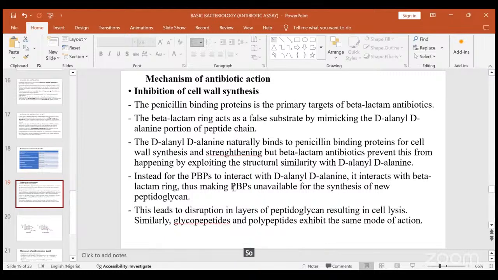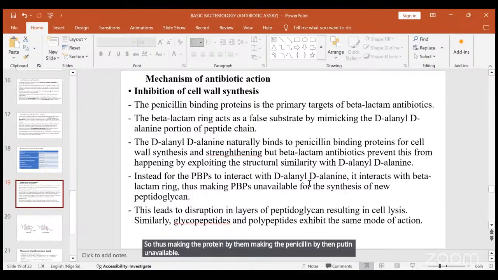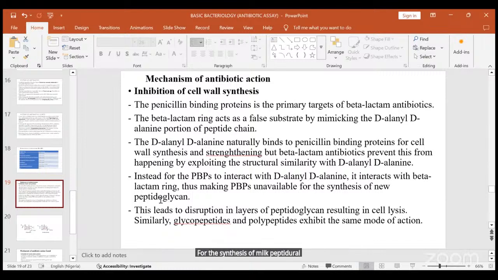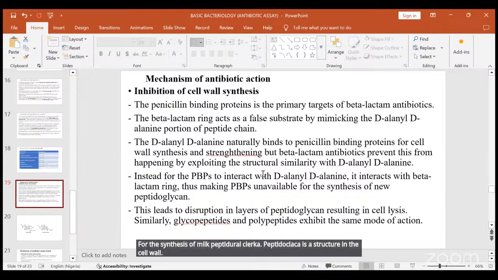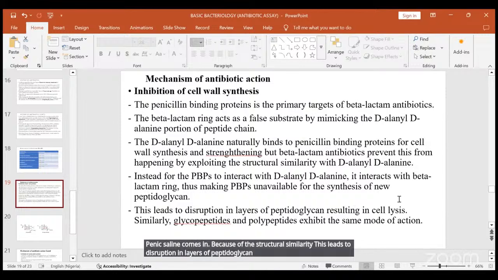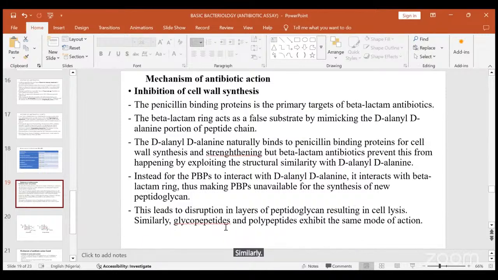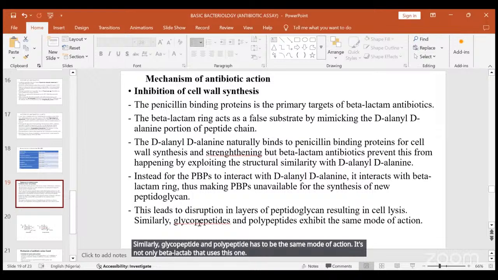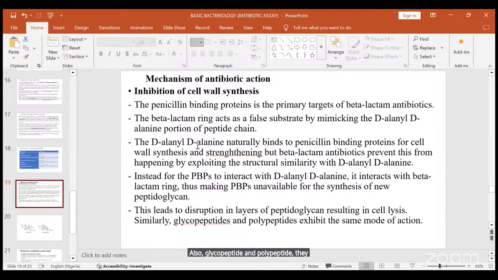So, this makes the penicillin binding protein unavailable for the synthesis of new peptidoglycan. Peptidoglycan is a structure in the cell wall. The bacteria is expecting D-alanine, but instead penicillin comes in because of the structural similarity. This leads to disruption in layers of peptidoglycan, resulting in cell lysis. Similarly, glycopeptide and polypeptide exhibit the same mode of action. It's not only beta-lactam that uses this one. Glycopeptide and polypeptide also use this same cell wall synthesis. Do you understand now? Yes, sir.